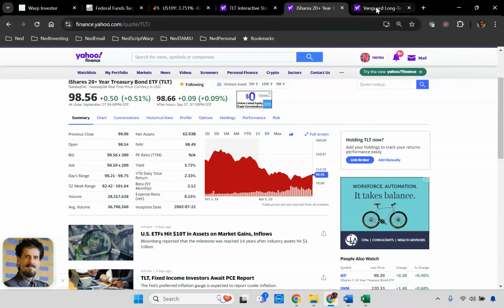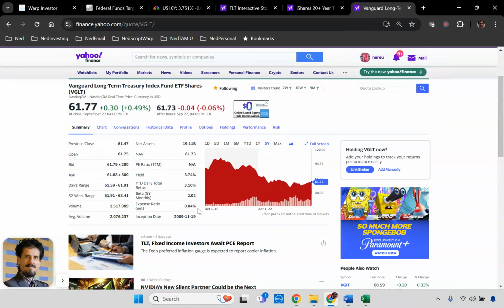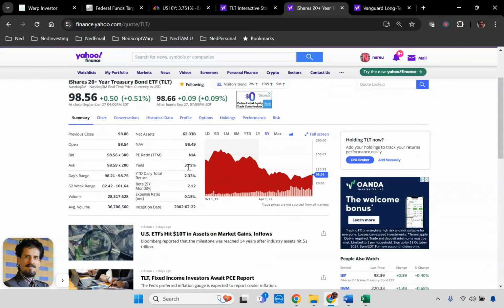And because of this lower expense ratio, to a certain extent, the yield tends to be a bit higher. So 3.74, 3.72. So this concludes this demo.